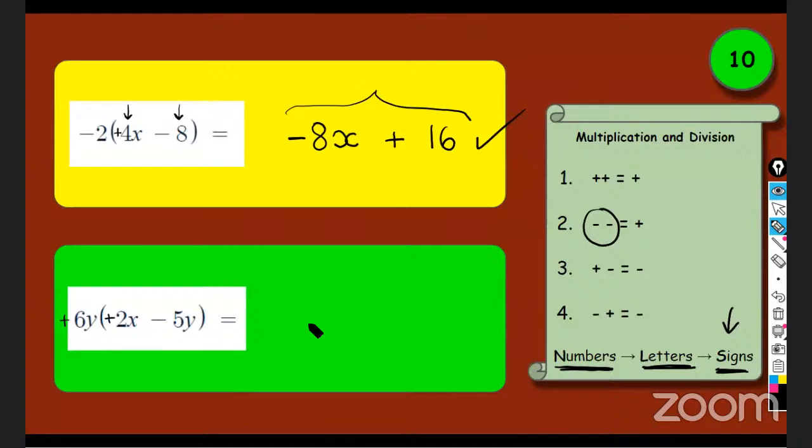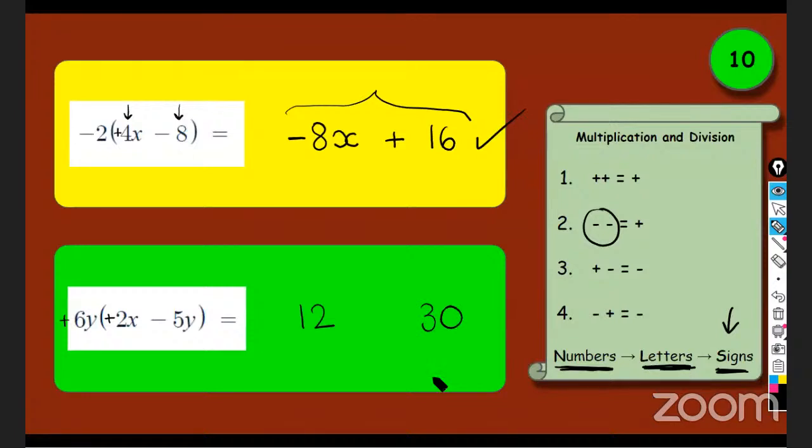6 multiplied by 2 is what? 12. And 6 by 5 is what? 30. So I hope you at least have the numbers correct. Somewhere in your answer must have a 12 and it must have what? A 30, right? At least have that.